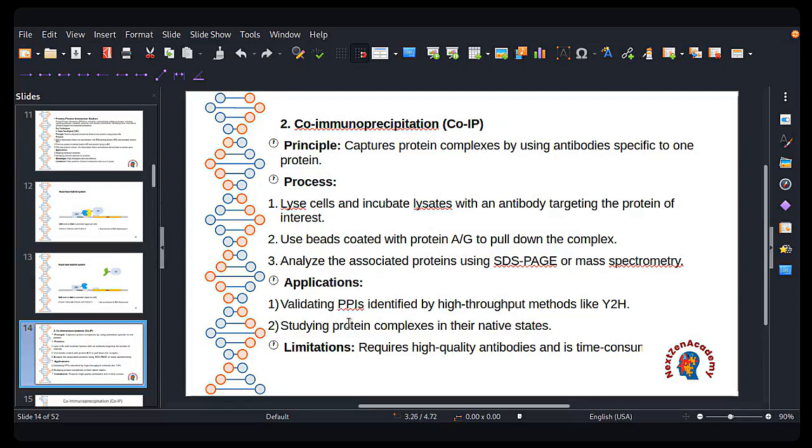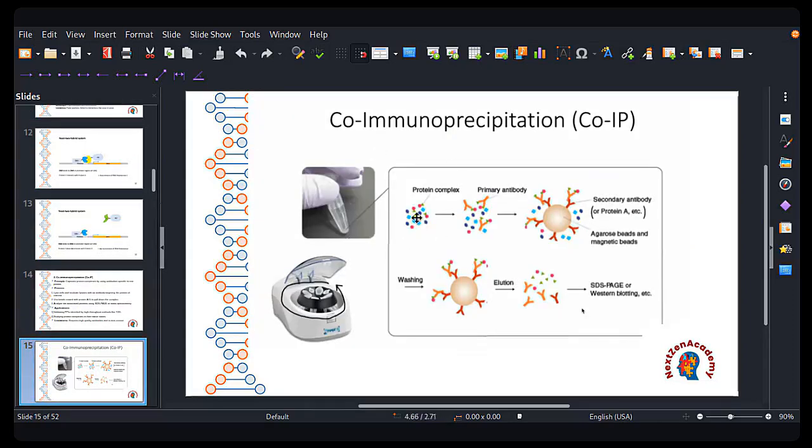Application: validating PPIs. Firstly, see the diagram. What is there? Protein complex is there. Then primary antibodies, secondary antibodies of protein, agarose beads and magnetic beads are there. Okay, then washing, elution, and you can read if interaction between protein and antibody took place, then you can detect it on SDS-PAGE or Western blotting technique, right?